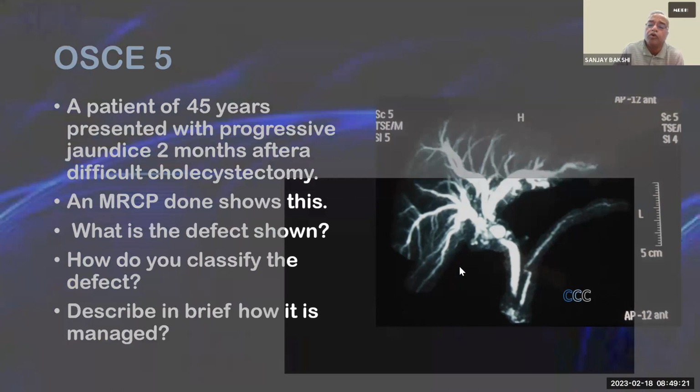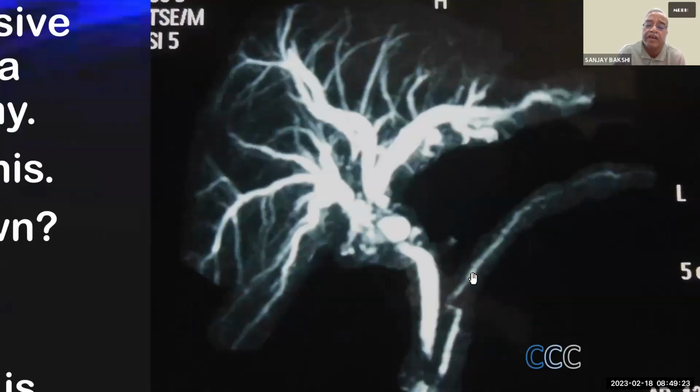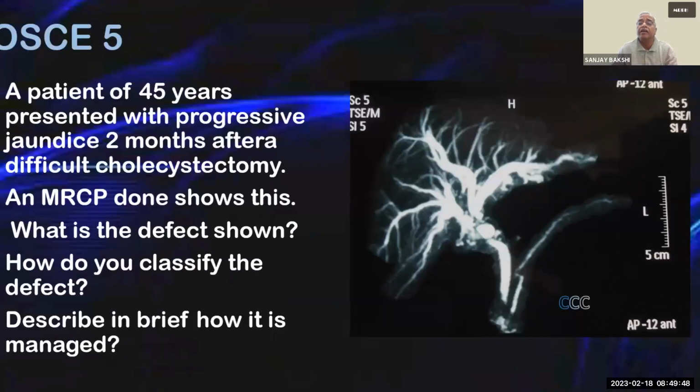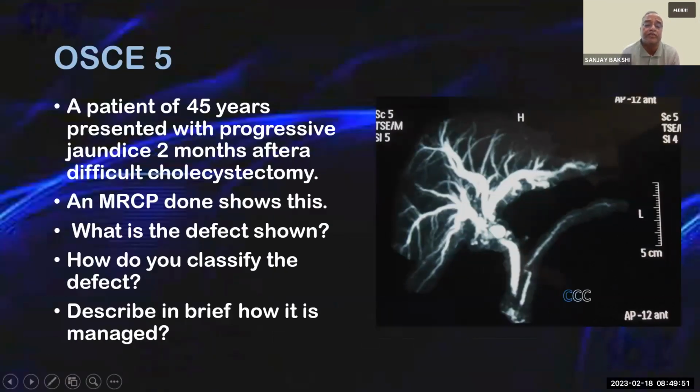I'm just going to blow it up once again, Professor Shah. You see, that is the left duct. Can you see that left duct? This is the right duct. The right anterior and the right posterior are completely separate. The right posterior is draining separately. Right anterior is joining the left duct and entering that area of narrowing. So there is a complete disruption in the confluence. That is what Professor Shah was trying to tell you.